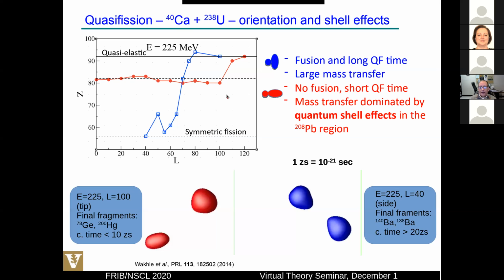Whereas in the tip orientation, you see no fusion, and the quasi-fission times are relatively short. And you see that the mass transfer is dominated a lot by the shell effects for this system. So you see that a lot of the particles are around Z equals 80, especially at low L values, around the lead region. And so this is one example of how the orientation effects influence the time scales of the reaction, and how the shell effects also influence the equilibration process.